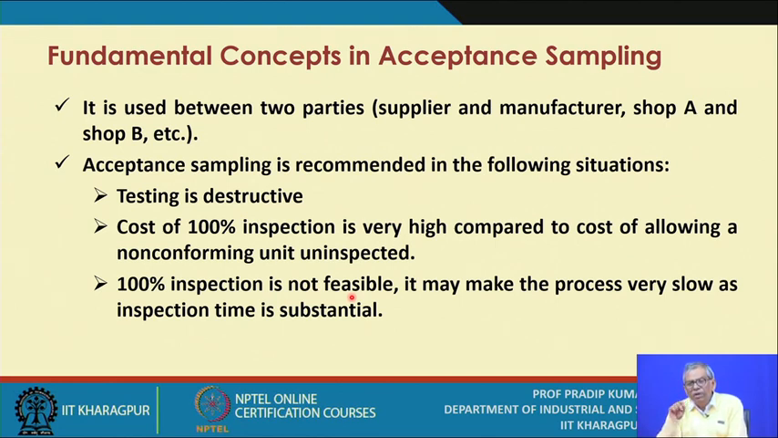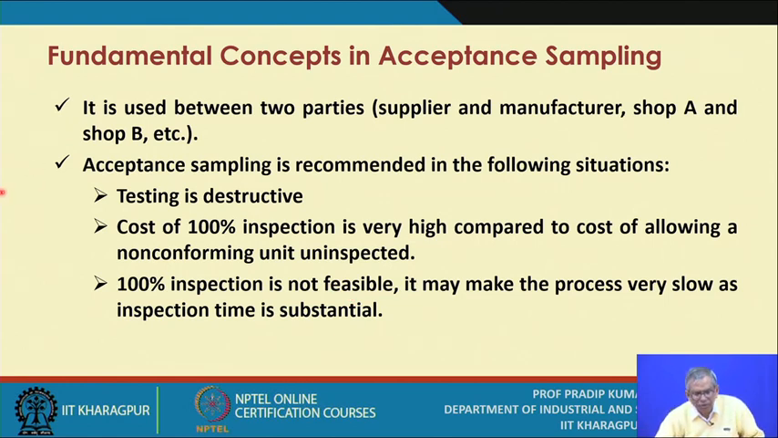So he applies this particular sampling plan. Similarly, between two shops, say shop A and shop B, shop A is the supplier and shop B is the customer. The item is produced at shop A, and before that item is used at shop B, the shop B personnel may be using the sampling techniques. Whenever you say that a sampling technique or acceptance sampling plan is being used, you immediately assume that there are two parties involved.